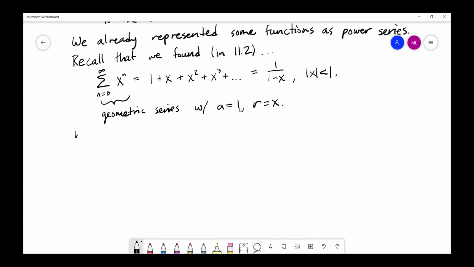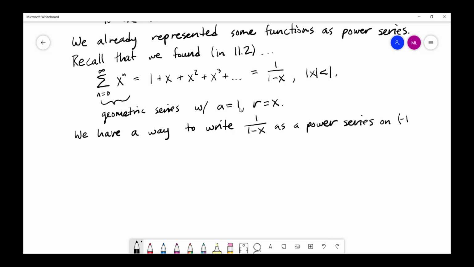We have found a way to write 1 over 1 minus x as a power series. But again, only on the interval from -1 to 1. So this representation isn't valid everywhere, it's only valid over that interval.